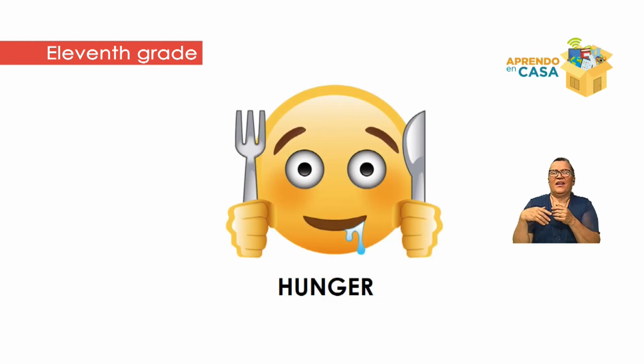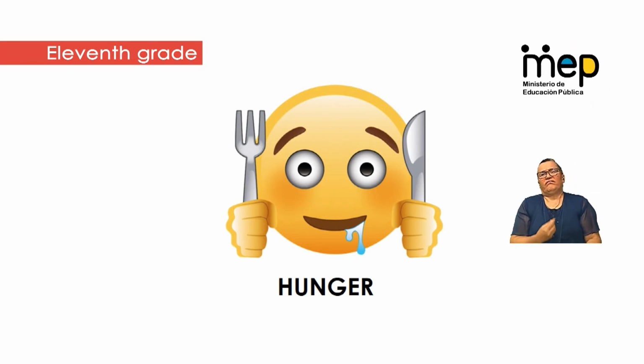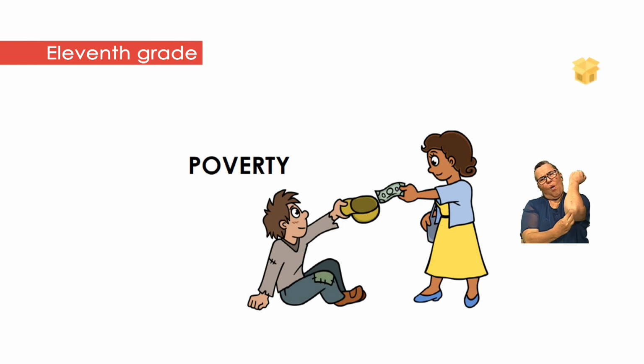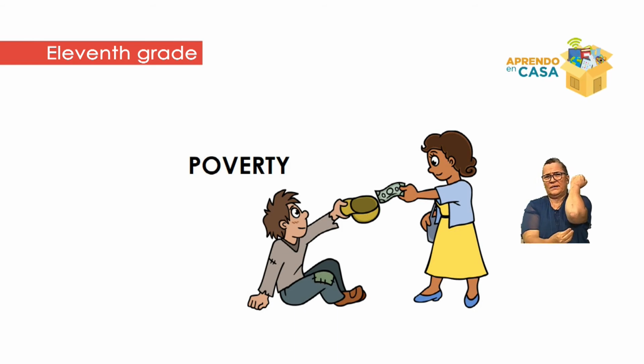Hunger. It's very sad that many people around the world are suffering from that, right? Because they don't have the necessary equipment, or the government is not providing them with the appropriate tools. Let's go to the next. Poverty. Poverty is another problem many people around the world are suffering. That's very sad too. And then, guys, now you know the vocabulary.